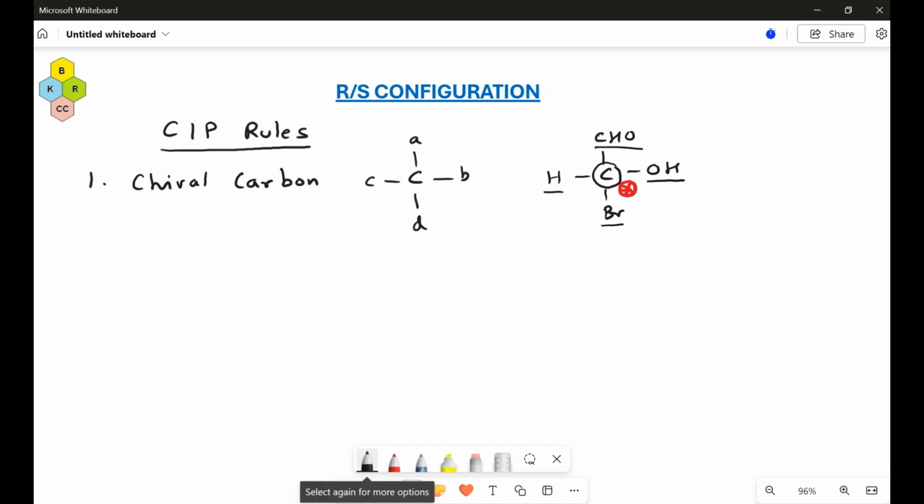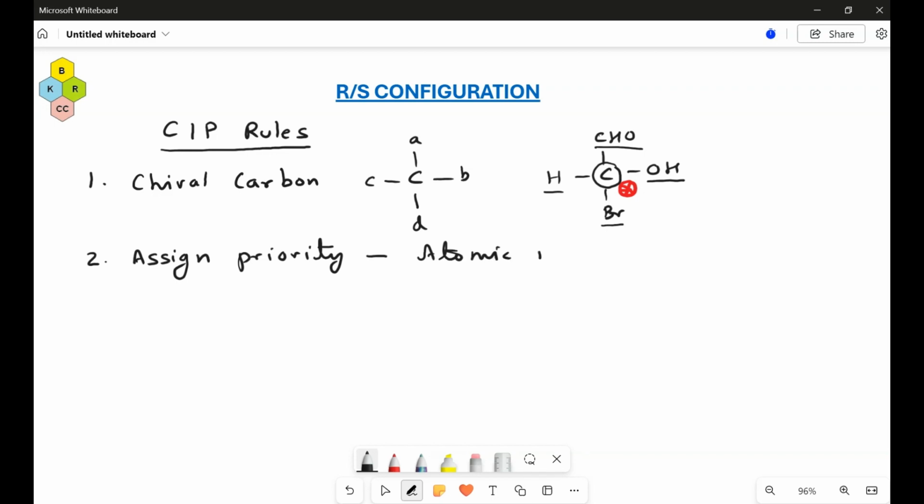After identifying the chiral carbon, you have to assign priority. You have to assign priority based on the atomic number. Atomic number of what? Atomic number of the directly attached atom, directly attached to the chiral carbon. You should not look at the atoms away from the chiral carbon.